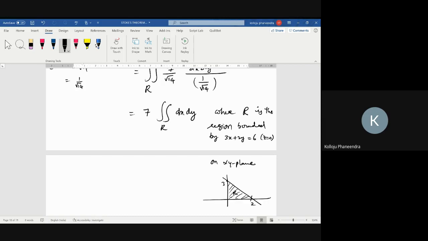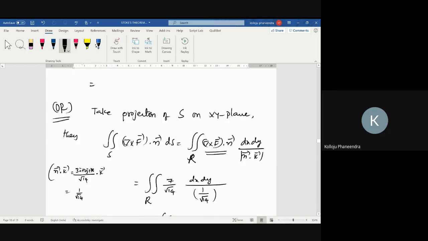So this is equal to 7 into area of triangle, let's take this as OAB. Area of triangle OAB. Now you tell what is the answer? 7 into 1 by 2 into AB, 2 into 3. Is it correct? So 21 is the answer. This is one way.